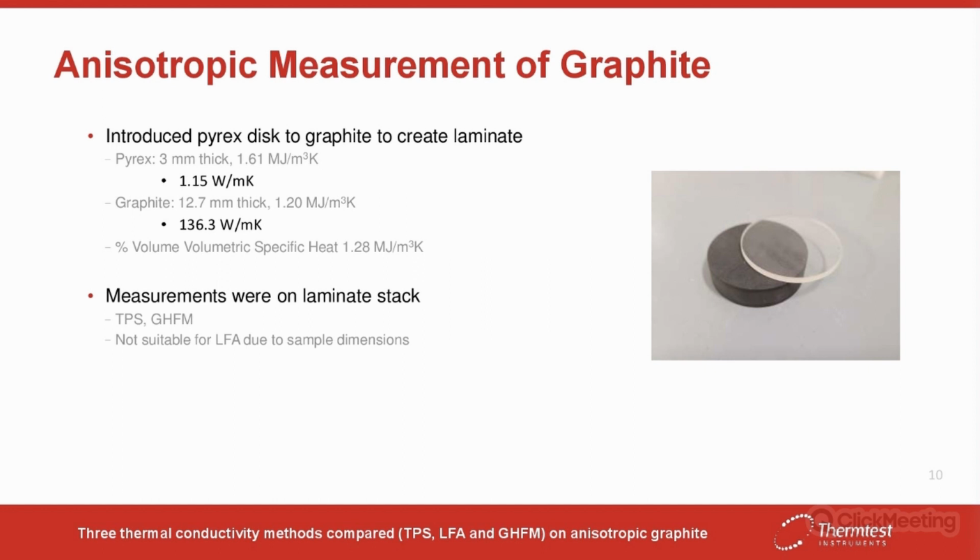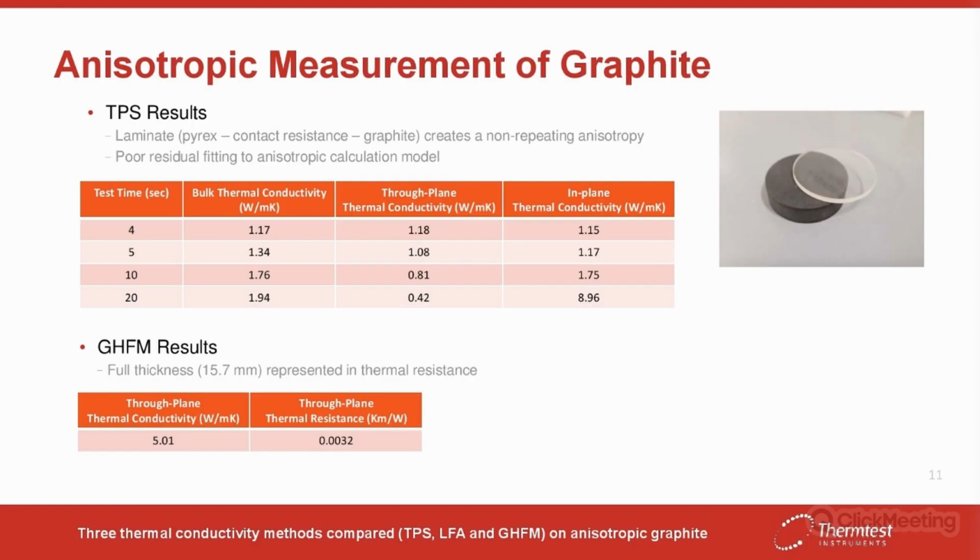That volumetric specific heat is calculated for use in the calculations for that method. So we went ahead and made these measurements. If you're curious, the Pyrex side was facing the TPS sensor. As is typical with transient methods in general, when you want to explore a fitting, you can do that through varying your test time. So in this case, through the laminate, we did different time scales: 4, 5, 10, 20 seconds. As you can see, the bulk conductivity and the other properties at 4 seconds are all quite similar, as the heat is staying mostly within the Pyrex itself.